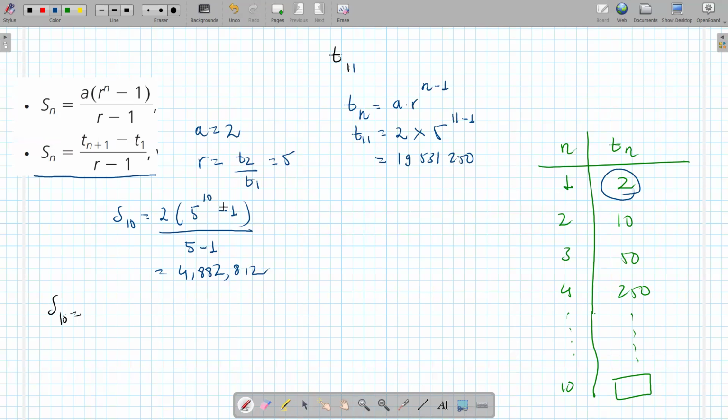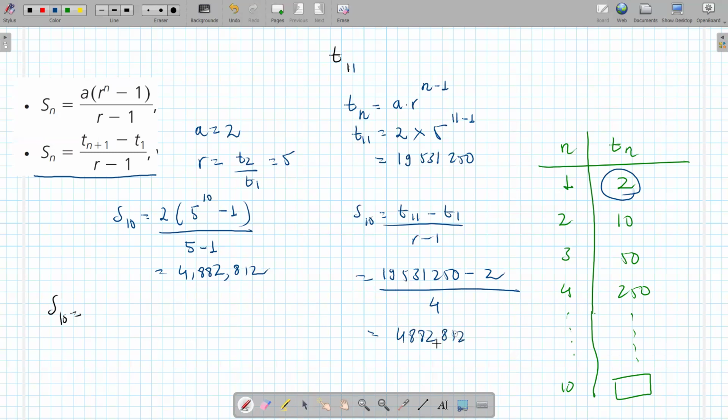Now we can use this formula. So S10 is T11 minus T1, over R minus 1. So here this would be 19,531,250 minus 2, which is T1, divided by 5 minus 1, which is 4. And that gives us the exact same answer as we got before.